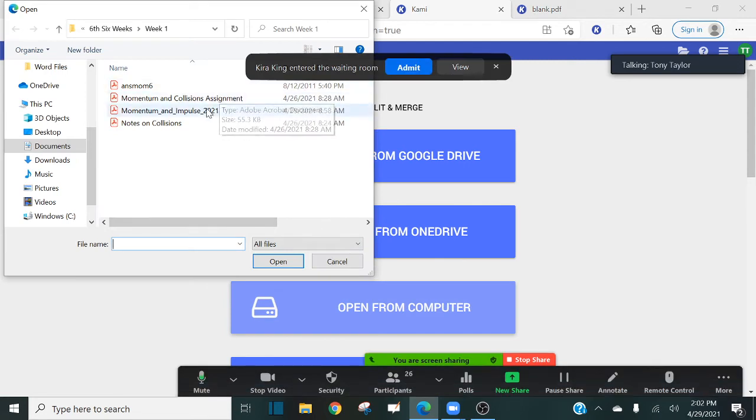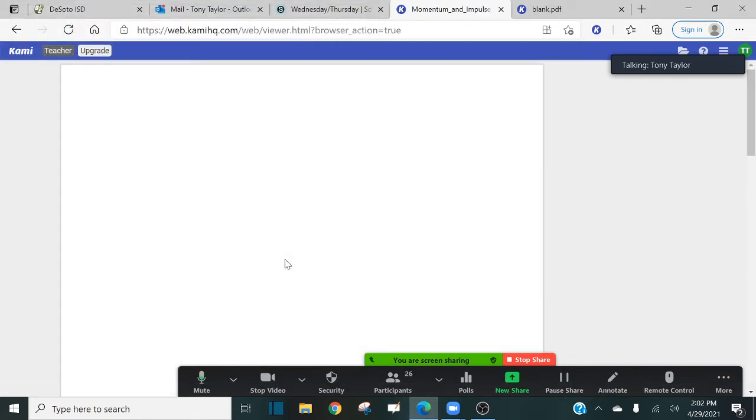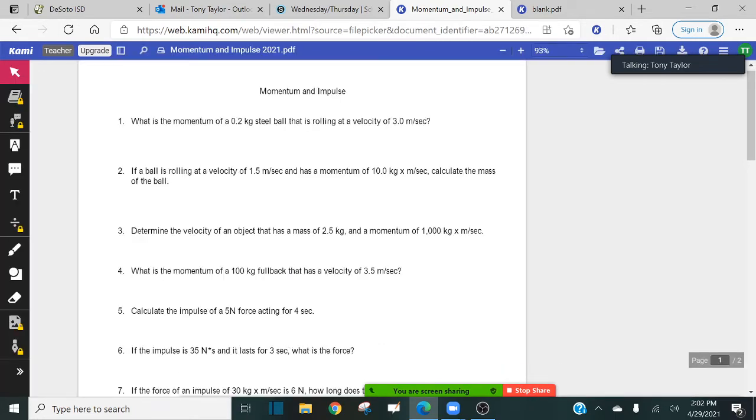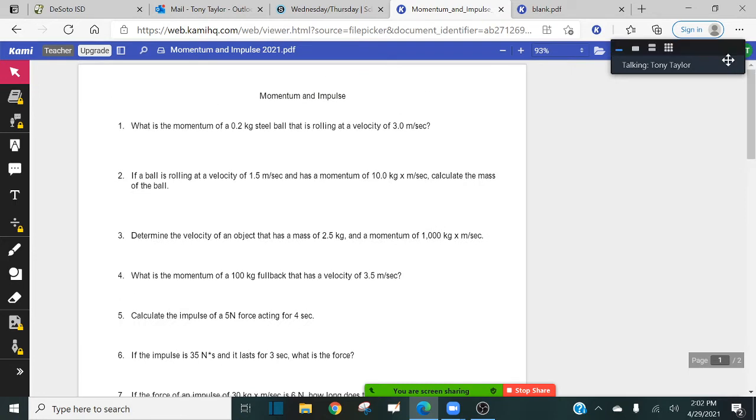Okay, let us pull up that PDF file that I have in Schoology. Like I said, there are about 15 of these questions. We're going to do the simple ones first, and then we're going to look at the impulse momentum theorem, and then we're going to come back to this.